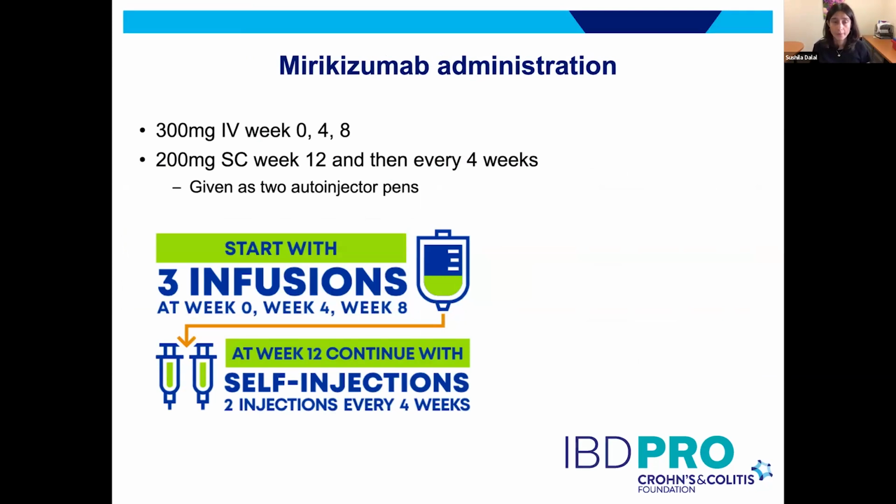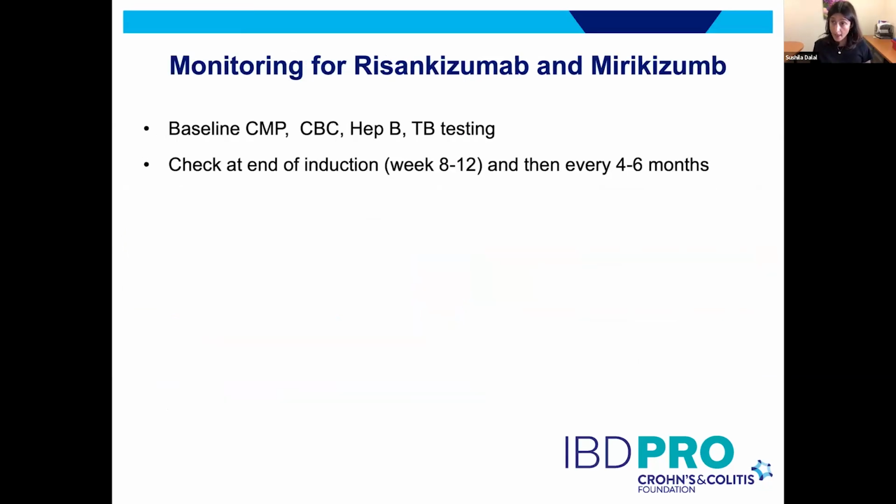Administration, I went over a bit: 3 IV infusions, and then 2 shots every 4 weeks, 2 auto injector pens every 4 weeks. Okay, so monitoring for IL-23 therapy, again, a baseline CMP, CBC, hepatitis B, and TB testing. Check labs at the end of induction, that week 8 to 12 time point, and then every 4 to 6 weeks. We check a fecal calprotectin at about week 12 to see where patients are in terms of healing at that point.